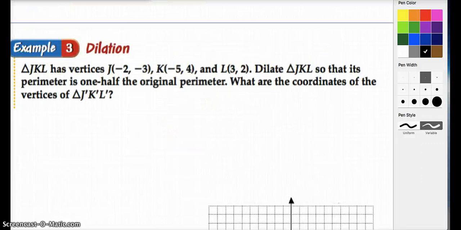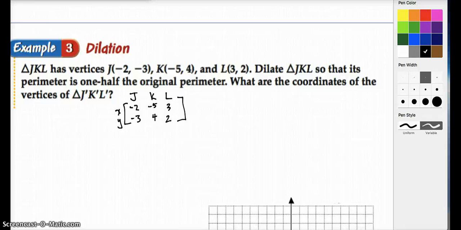Example 3, dilation. Triangle JKL has vertices J being -2, -3, K being -5, 4, and L being 3, 2. We're going to dilate JKL so that its perimeter is 1/2 the original perimeter. What are the coordinates of J prime, K prime, L prime? And so we'll start off like we did last time, looking at the vertex matrix.